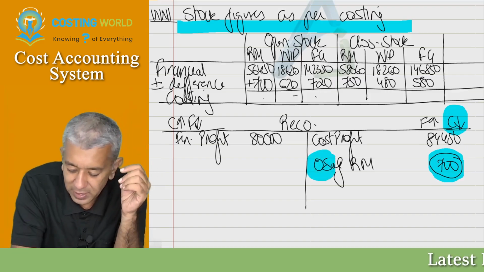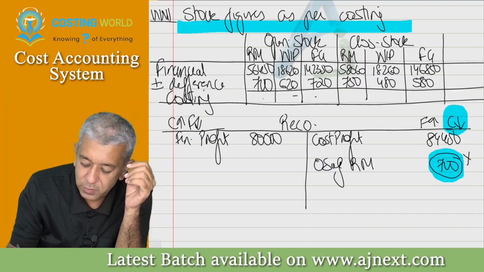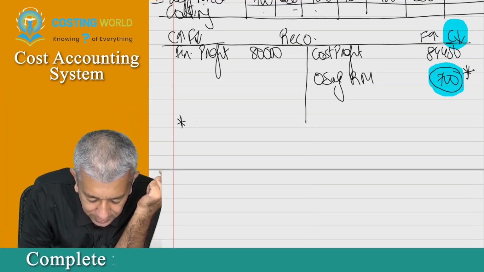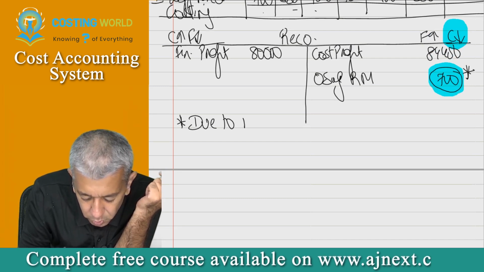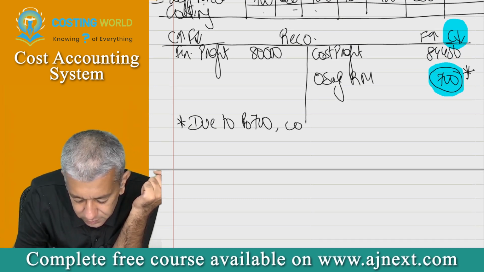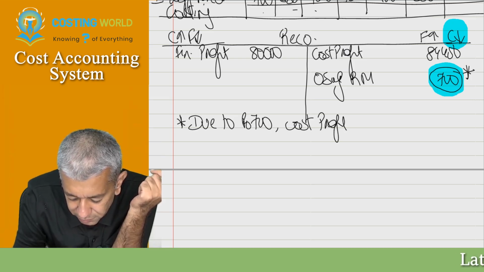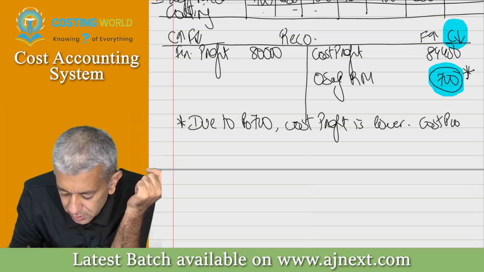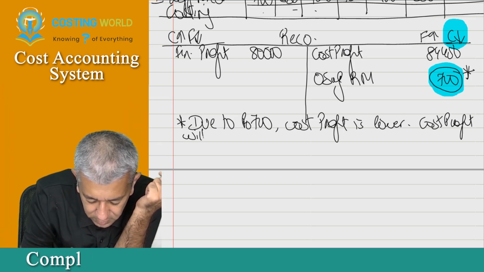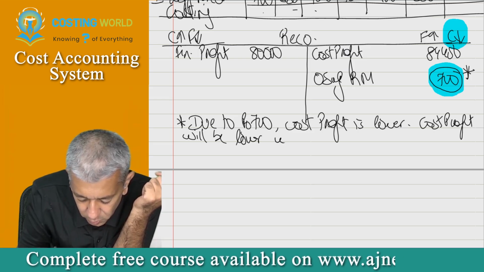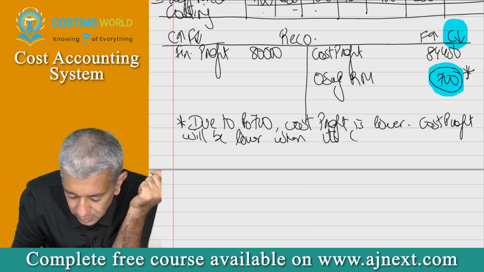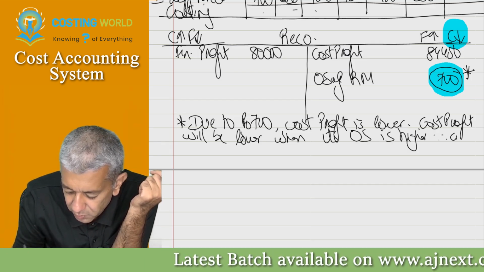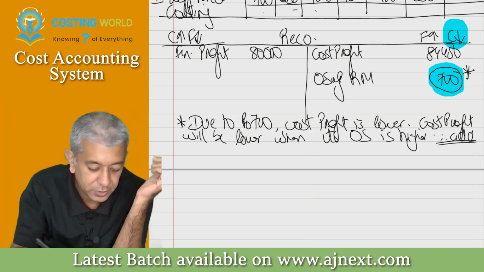Okay, so everybody will be doing one thing now. I'm giving you that explanation. Put an asterisk over here, and put an asterisk over here and write down: due to rupees 700, costing's profit is lower. Costing's profit will be lower when its opening stock is higher. Therefore add. That's it. Finished.